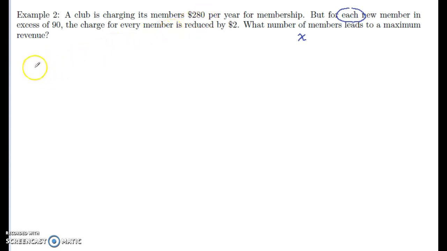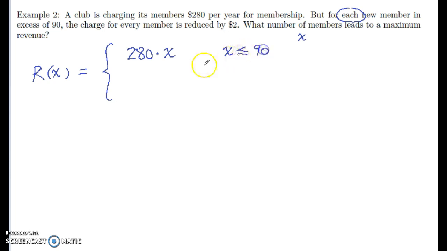So what this is telling us is that the revenue function R in terms of the number of members is really a step function. It is simply 280 times X, where X represents the number of members, if X is less than or equal to 90. Now when X is greater than 90, that's a different formula, because everyone will pay less. So what is that? Well, you still have X members, so times X anyway.